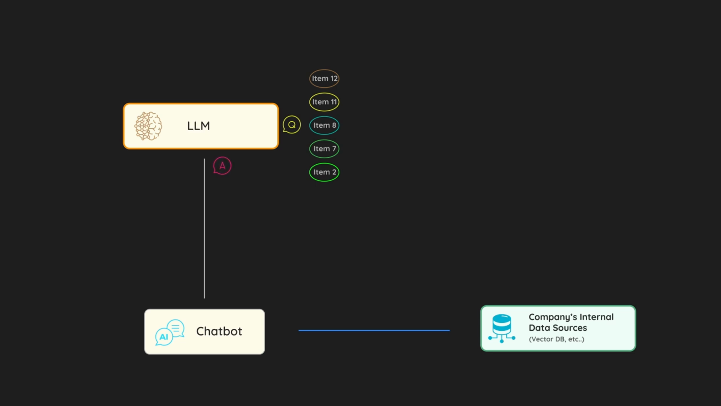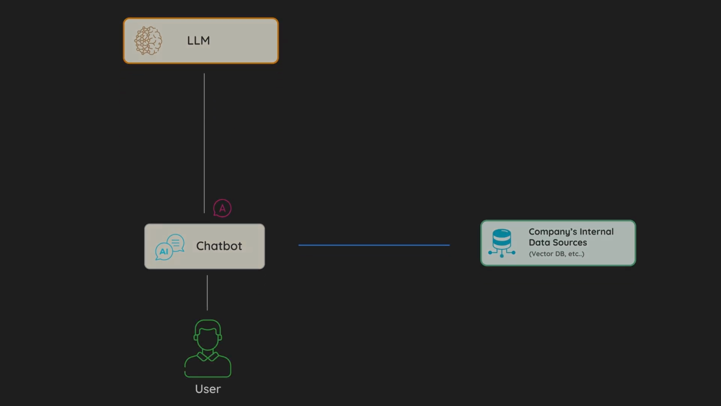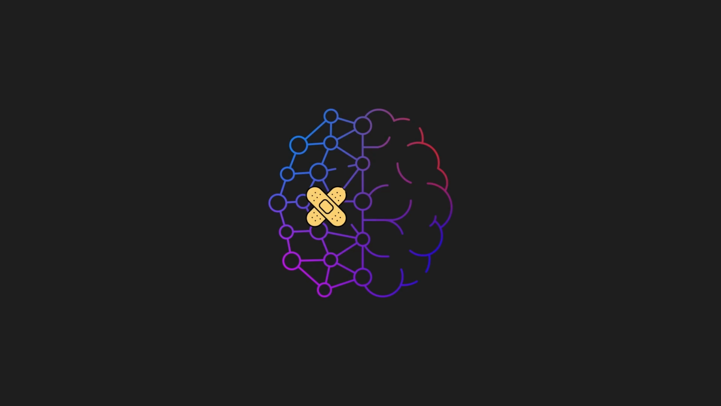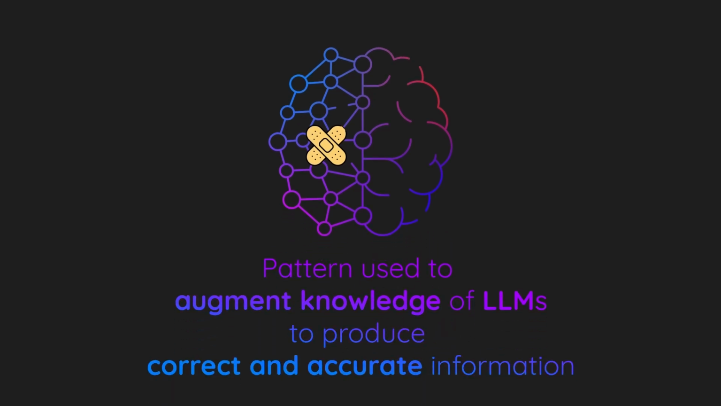The mid-tier car insurance covers personal injury, liability, and theft is the accurate response that the LLM produces. This answer is given back to the chatbot, which in turn provides it to the user. So, in essence, RAG is the pattern used to augment the knowledge of an LLM to produce correct and accurate information.